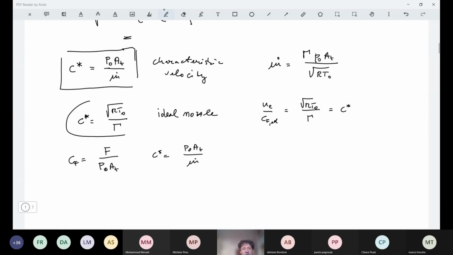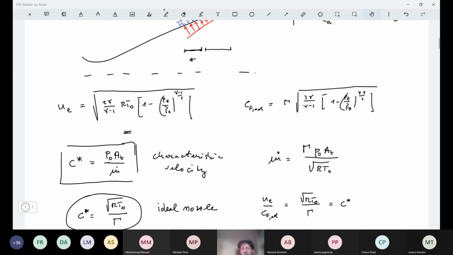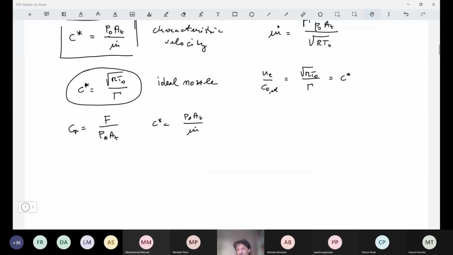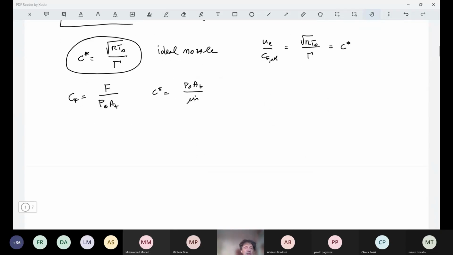One is this one for C star, and another one, at least this is just for the adapted condition, but we have also the other term. In general, also the pressure term, we have this expression that is valid for the ideal nozzle, but the definitions are more general for thermal rockets. And from these definitions, if I multiply CF and C star, the result is F over ṁ, which is the specific impulse.